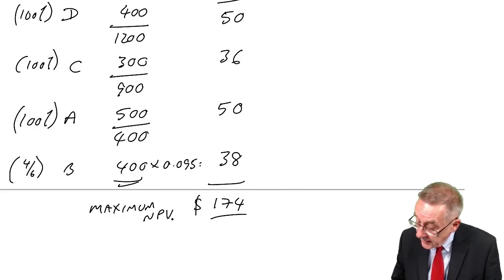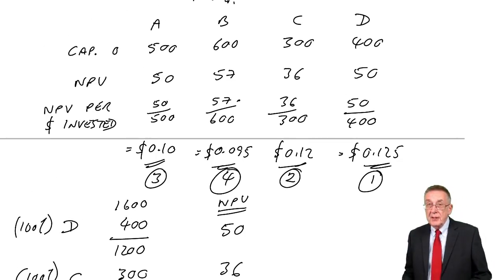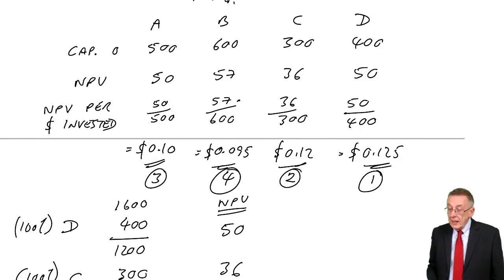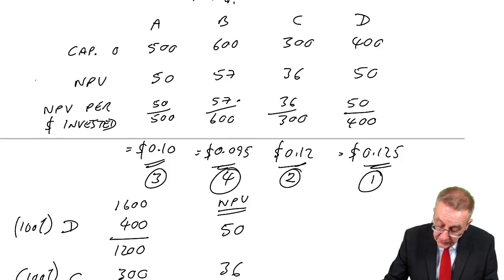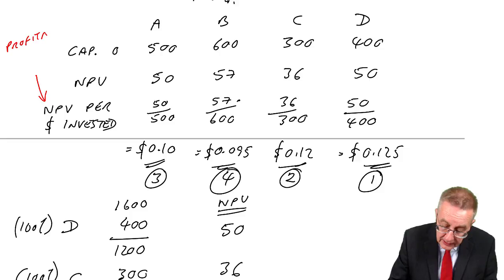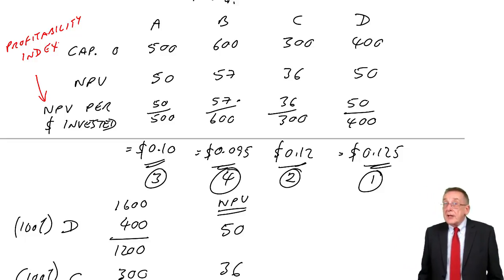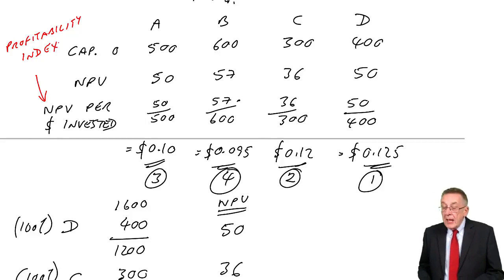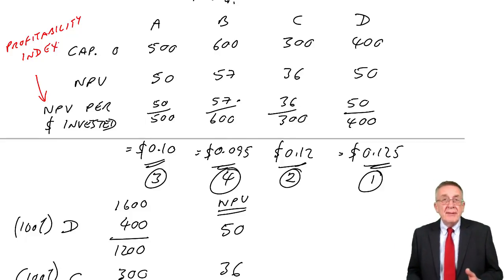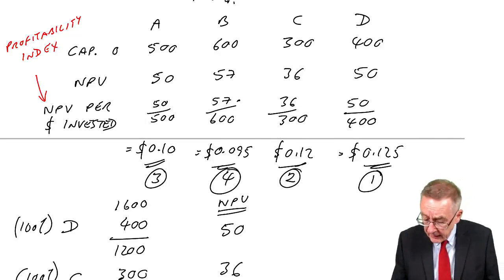One tiny bit of terminology, and I don't actually like this word, but the NPV per dollar invested is also referred to as the profitability index. So if there is any mention of profitability index in the exam, that's all it means. I don't like it because, of course, with NPVs, we're looking at cash flows, not profits. So I actually think it's a dreadful name to give it.